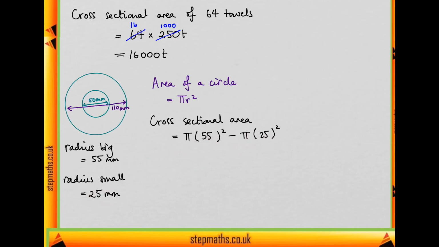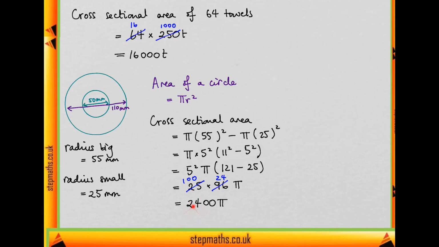And again, I don't want to work out 55 squared, so I'm going to write this slightly differently. So here I've essentially used that 55 and 25 are both divisible by 5 to factorize out a 5 squared. And we know what 11 squared and 5 squared are. So we have 121 minus 25 inside the brackets. So that's equal to 96. So we've got 25 times 96 pi, and I'm going to use the same trick I used before and multiply 25 by 4 and divide 96 by 4. So now we have something times 100, so the cross-sectional area we get is 2400 pi.